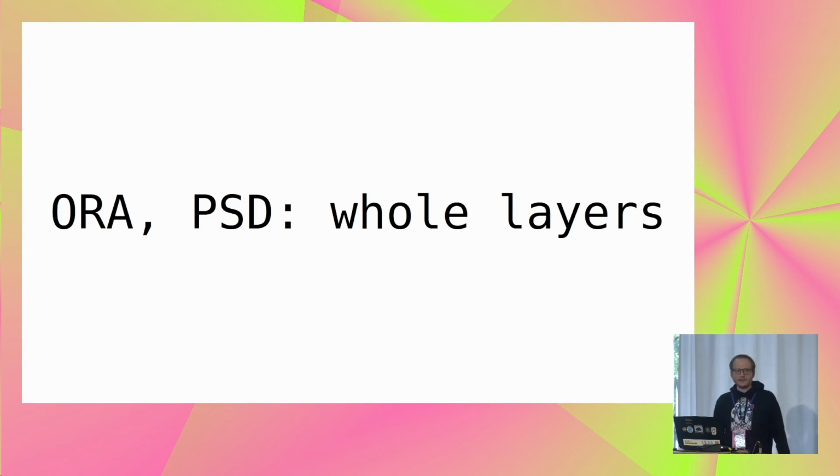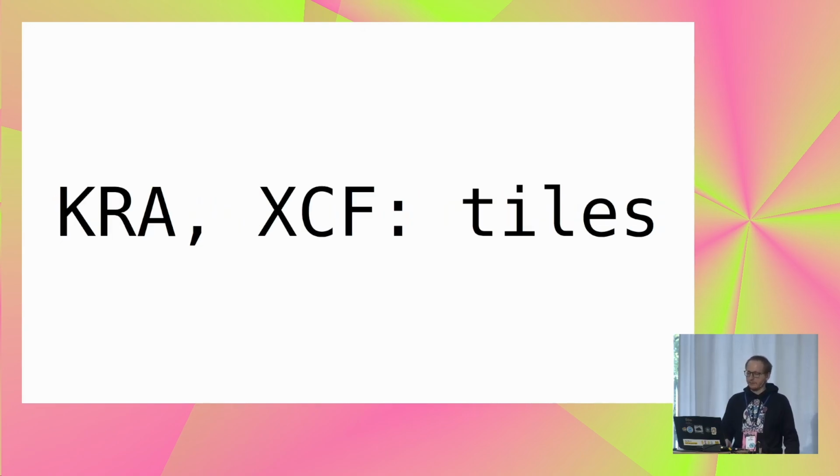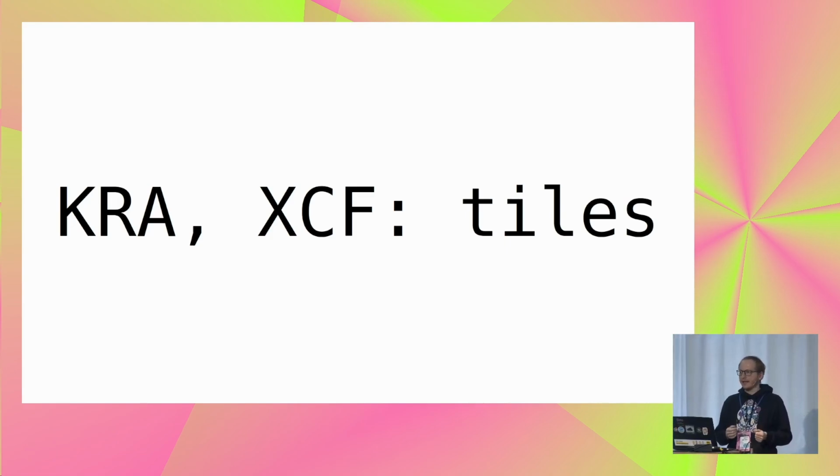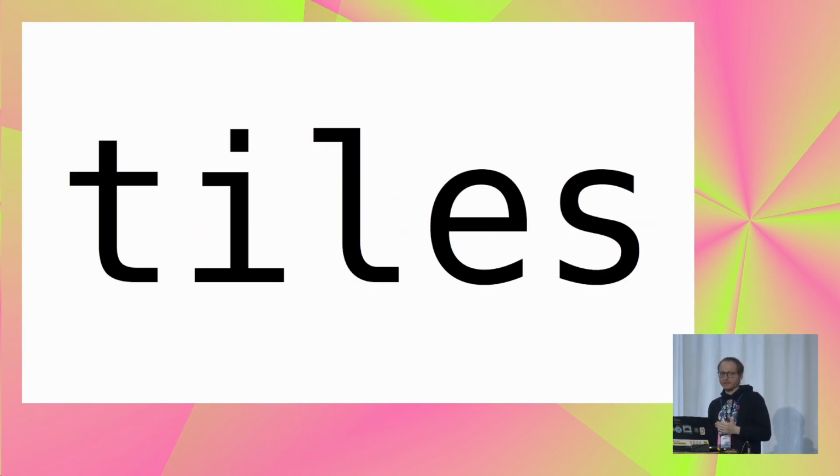Comparing it with other formats, the ORA file format and the Photoshop document format store whole layers, like I explained. In comparison to that, the Krita archive format from Krita and XCF from GIMP store tiles. So they separate each layer into same size tiles, and they store those individually. And yeah, that's what Drawpile does internally too, so it just makes sense to do it as well.